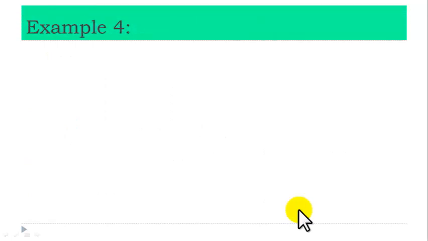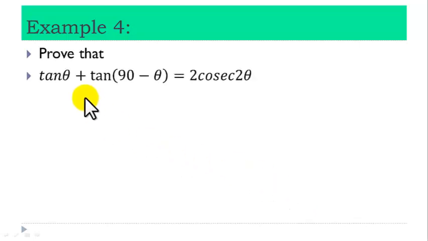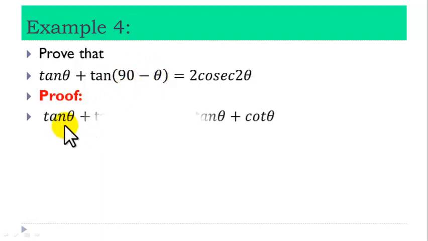Example 4. Prove that tan theta plus tan(90 minus theta) is equal to 2 cosec 2 theta. Proof. Please recall that tan(90 minus theta) is equal to cot theta. So we have tan theta plus tan(90 minus theta) is equal to tan theta plus cot theta.